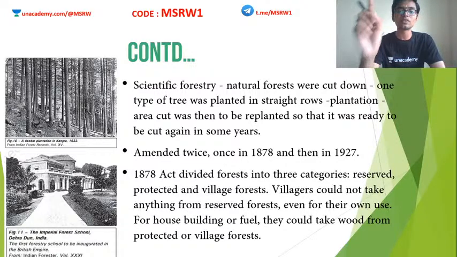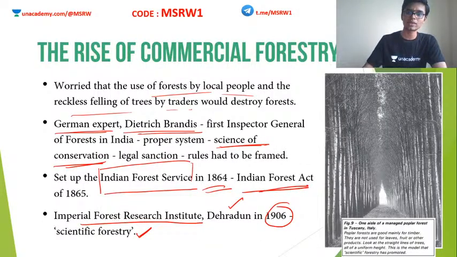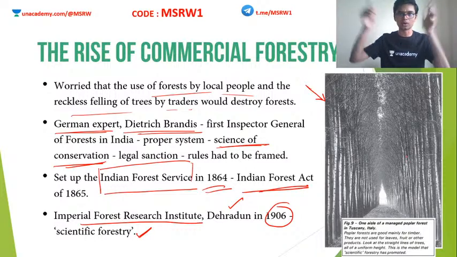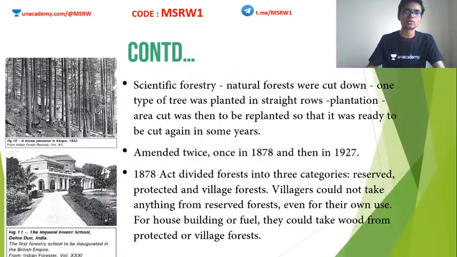And one type of tree was planted in straight rows, just like in plantations. You can see a picture here. Just look at this picture. The forests are cut down and one particular type of tree that is required for commercial purposes is planted in correct rows and columns. This picture also shows you the same thing. One type of tree. And this is named scientific forestry. It's a really stupid name. There is nothing scientific about it. It is completely based on British greed to expand their commercial forest produce.